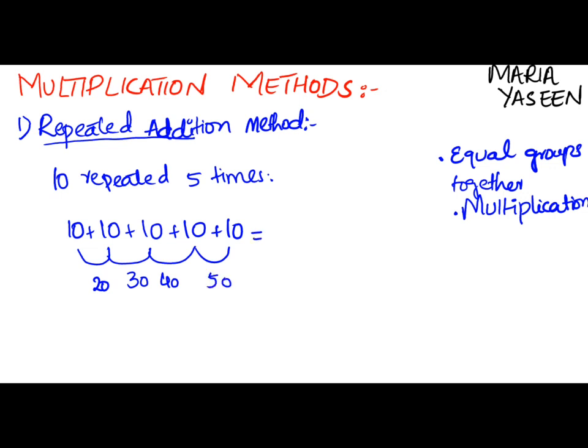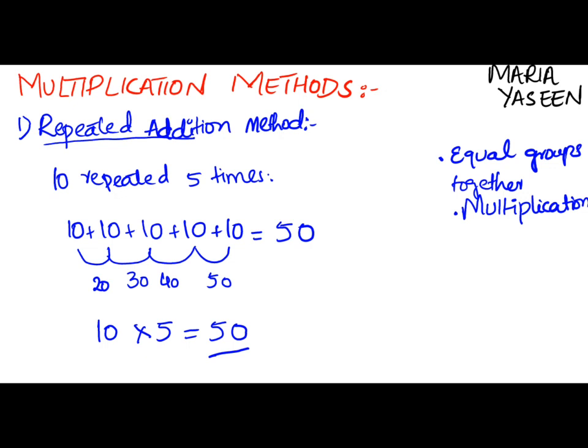So we can say that if we repeat the equal number 10 for 5 times, it will give us the answer as 50. So if we do the simple multiplication, 10 multiplied by 5, it will also give us the result, the product, as 50. So this repeated addition method is very simple, and it is also called multiplication.